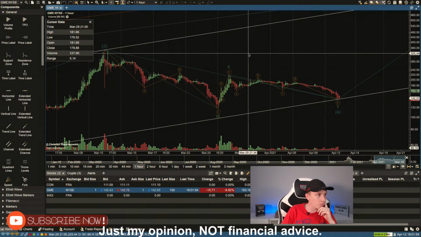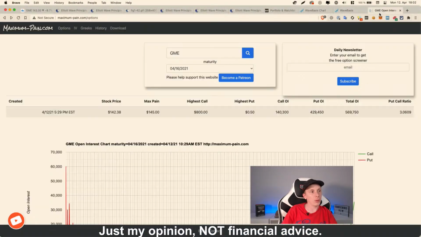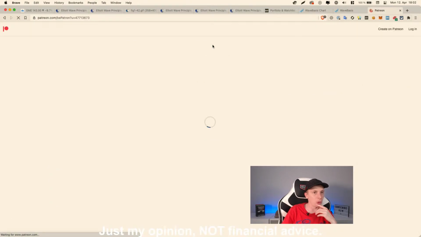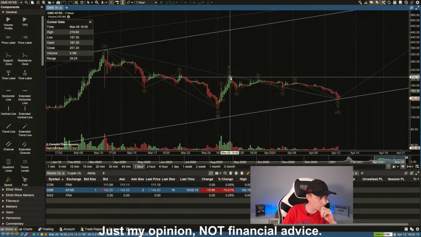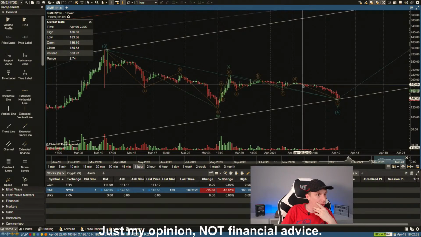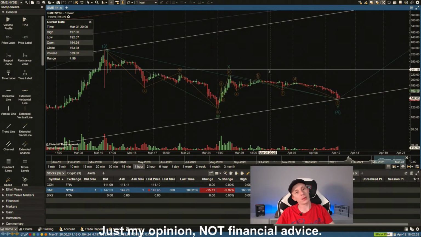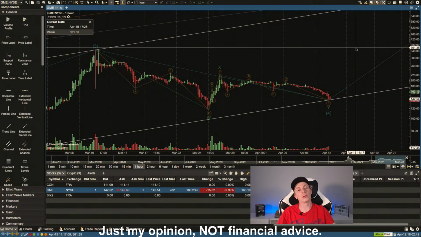And max pain for this week changed. We already checked it earlier. It was 145. Maybe it changed again based on new volume? Oh, so it's still 145. I'm not too much into options. Obviously, we had that already before, but it's actually interesting to see in GameStop that pretty much every week, especially towards Friday, we often have a fight around the max pain price.